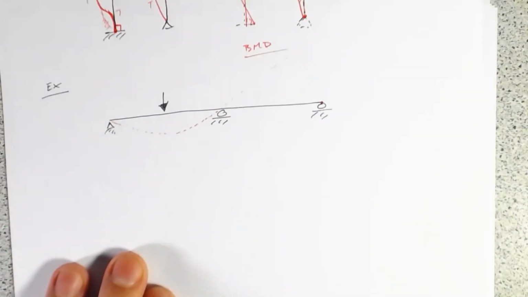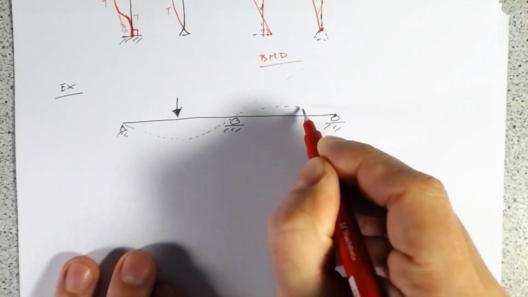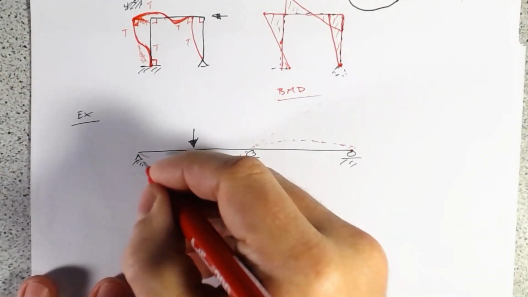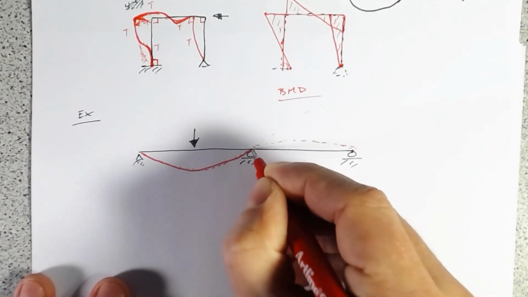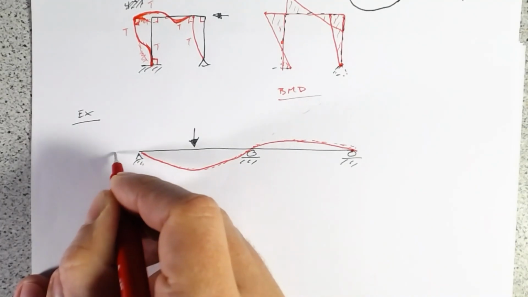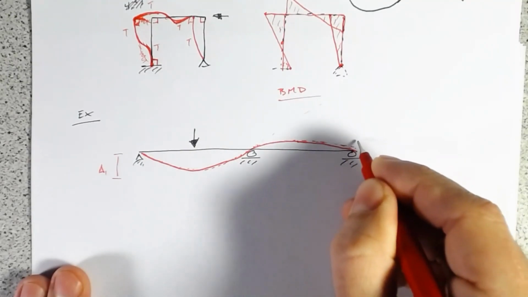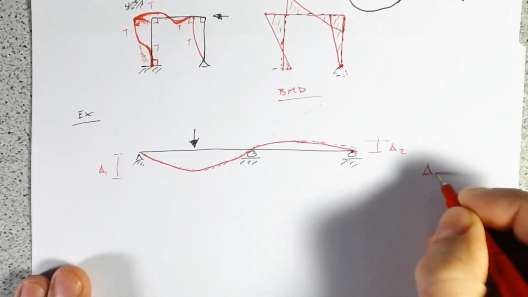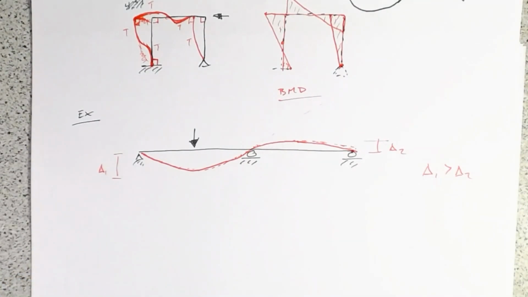So we know it's got to come back down here, and we'll say it's going to bend a bit like that. So our deflected shape is going to look something like this. Where if we call this D1 and we call this D2, we know that D1 is going to be greater than D2.